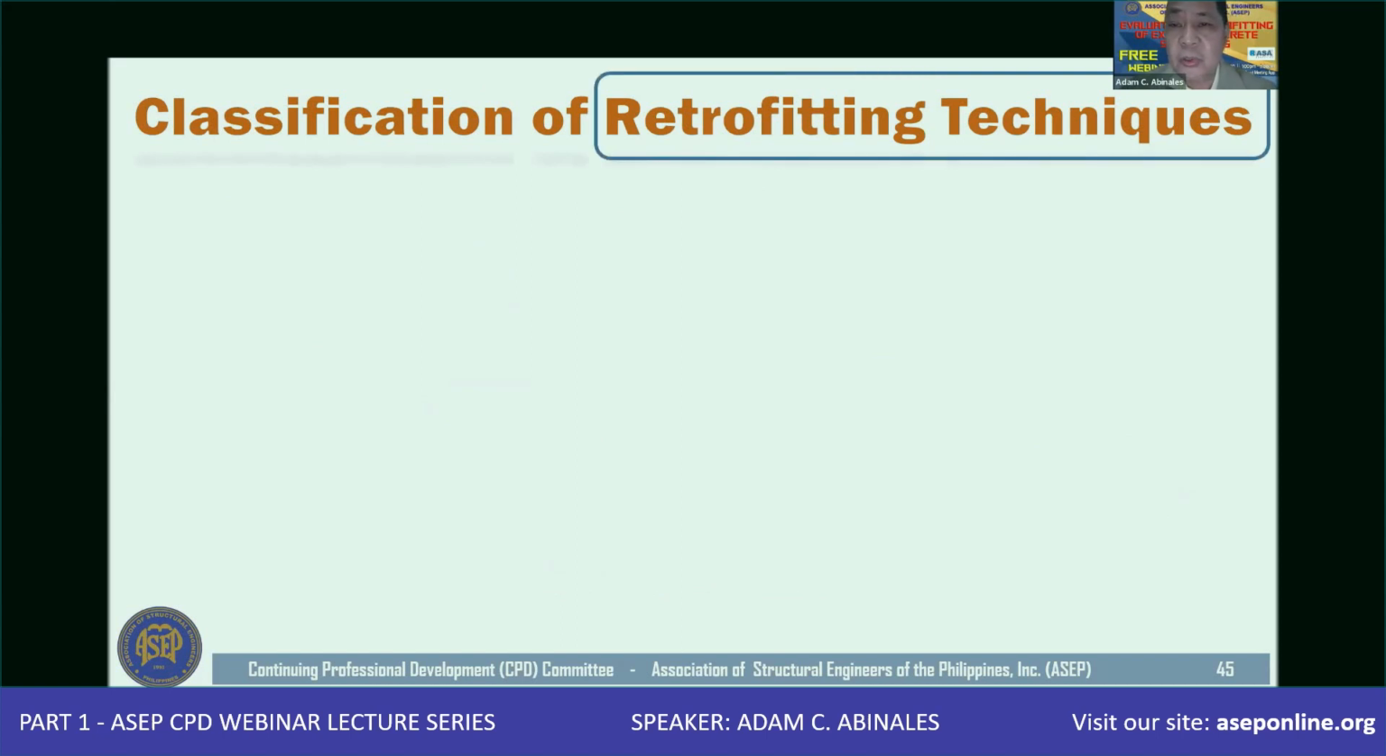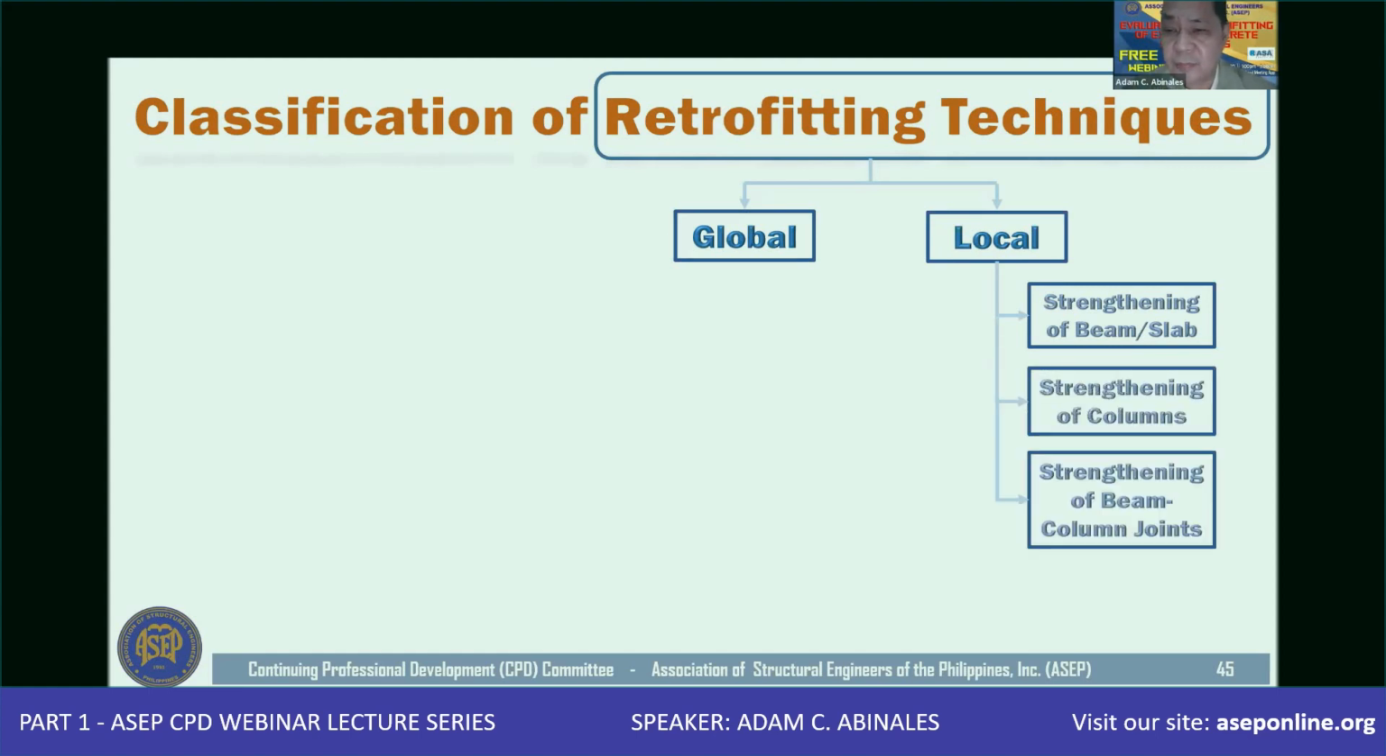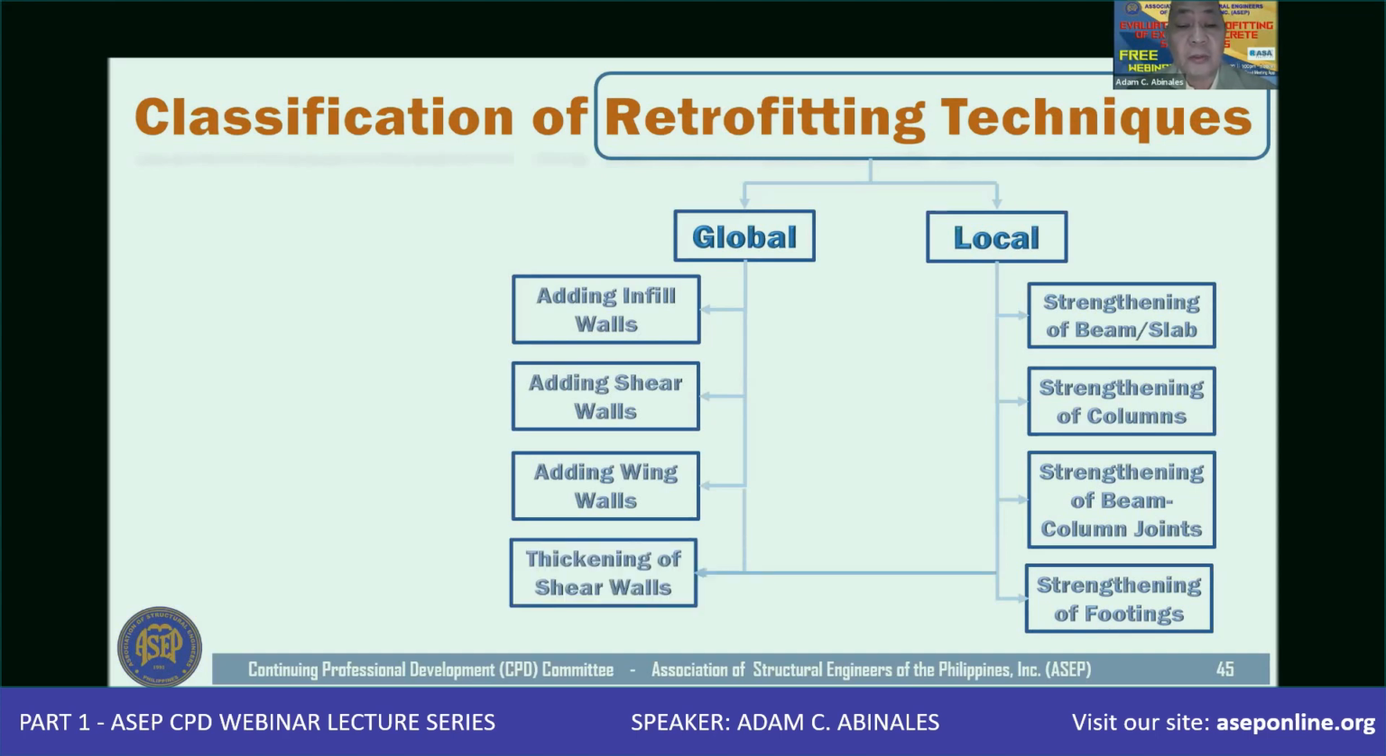So let me show you this flow chart. Retrofitting techniques can be classified into two. Either you do global, or you do local, or a combination of both global and local. For the local, we have strengthening of the beam or the slab. We have the strengthening of the columns. You have the strengthening of the beam-column joints or strengthening of the footings. For global, we may add infill walls. We may add shear walls. We may add wing walls, or we can do thickening of shear walls.